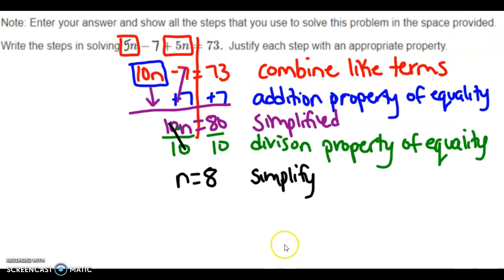These are just examples. Yours does not need to sound exactly like mine. I mean, honestly, if you just, for like this step where you add 7 to each side, if you just say add 7 to each side, that's fine. If you just say divide by 10, that's fine. You don't have to get super fancy or super technical, but you do have to write words for each step that you do. All right, I hope this helps.